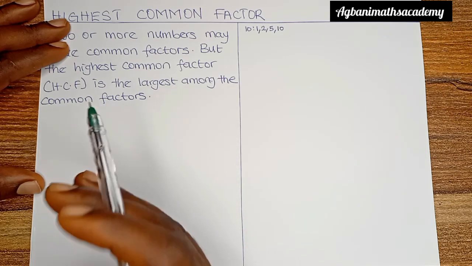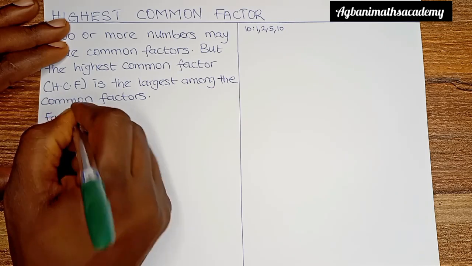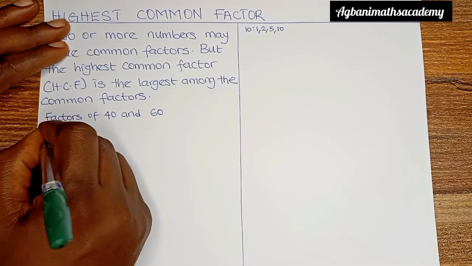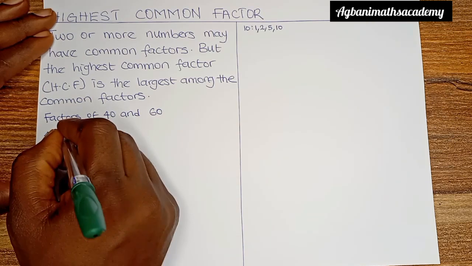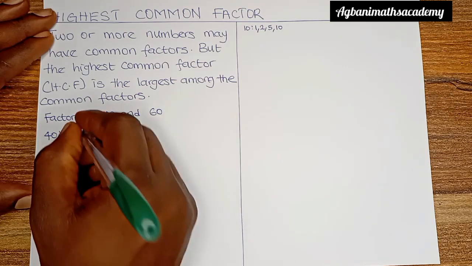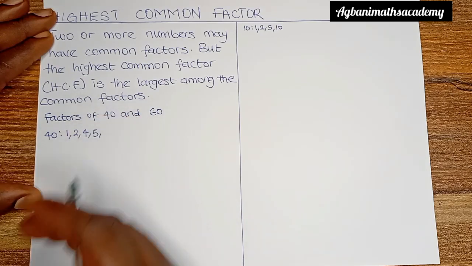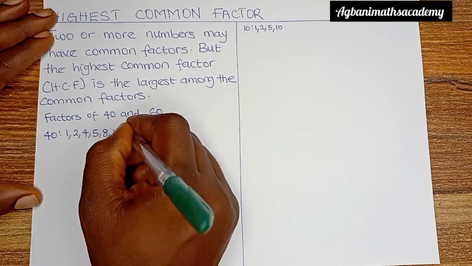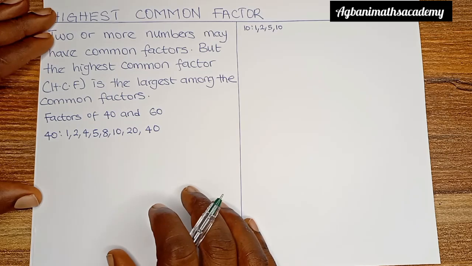Let's write the factors of 40 and 60. So factors of 40 and 60. So let's bring 40 here. The factors of 40, the smallest factor of 40 is 1. The next factor of 40 is 2. The next factor of 40 is 4. 5 is also a factor of 40. 5 can divide 40 without leaving a remainder. The next one is 8. We have 10. We have 20. And finally, we have 40. All these are factors of 40.